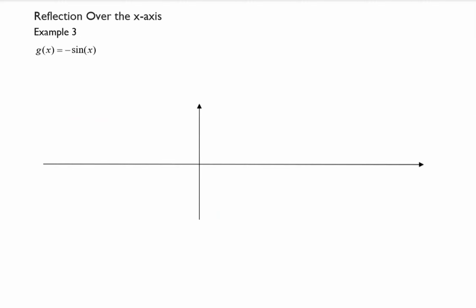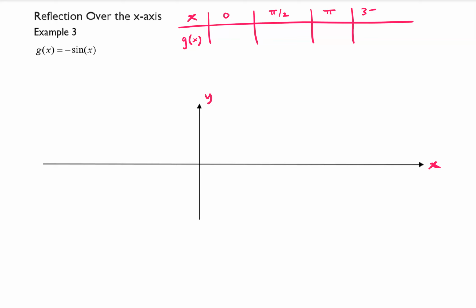So now example 3, we want to graph g of x equals negative sine of x. And if you remember from pre-calculus, when you multiply a function by -1, that results in a reflection over the x-axis. And so I'm quickly going to fill out a table here, and I want to include those main values that I was referring to earlier, those 5 main values. So those values are 0, pi over 2, pi, 3 pi over 2, and 2 pi.